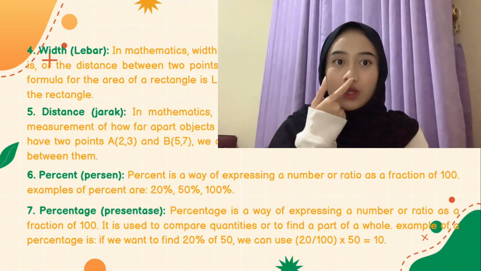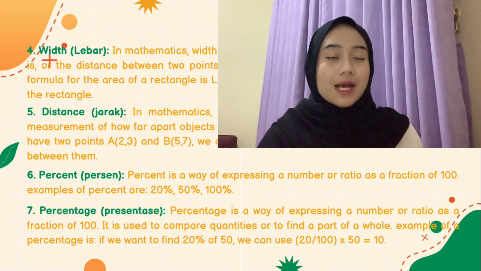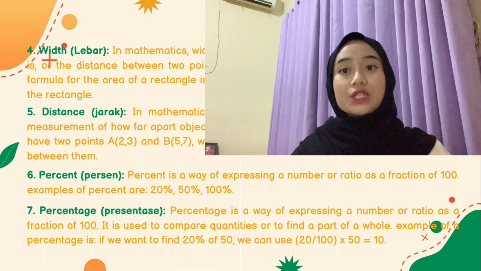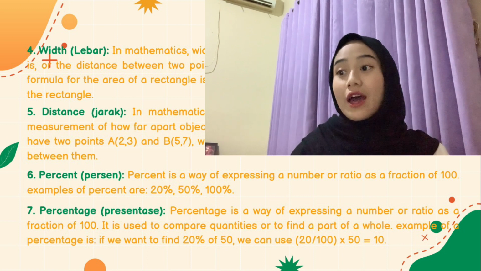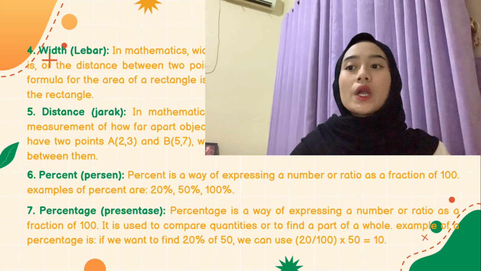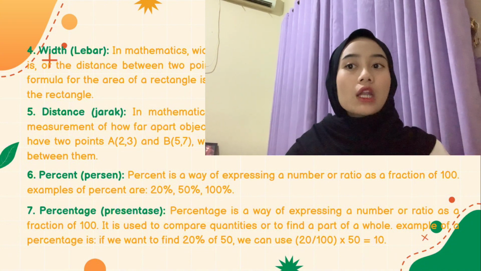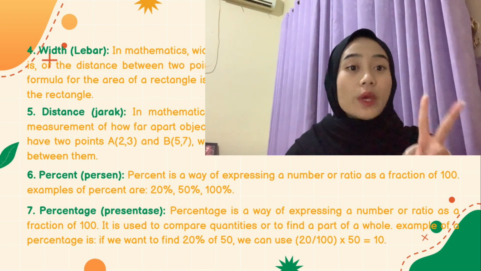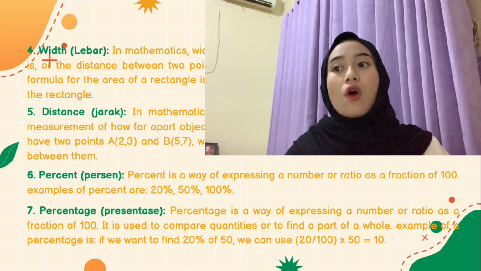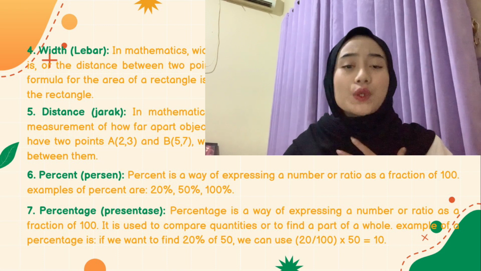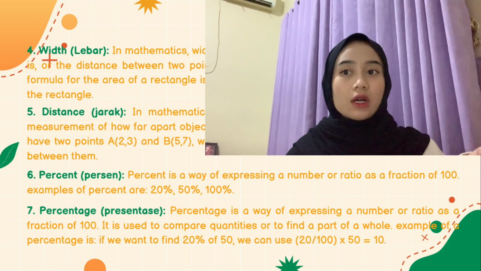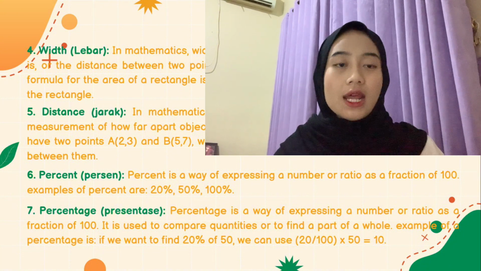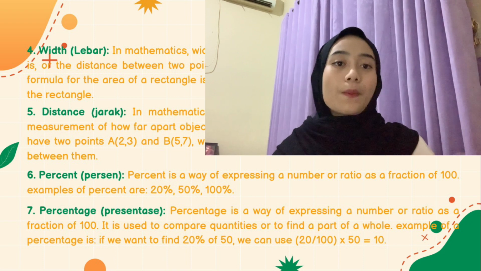And seventh vocabulary is percentage, or in bahasa is persentase. Percentage is a way of expressing a number or ratio as a fraction of 100. It is used to compare quantities or to find a part of a whole. An example of a percentage: if we want to find 20% of 50, we can use 20 per 100, or 20 divided by 100 times 50, which is 10.